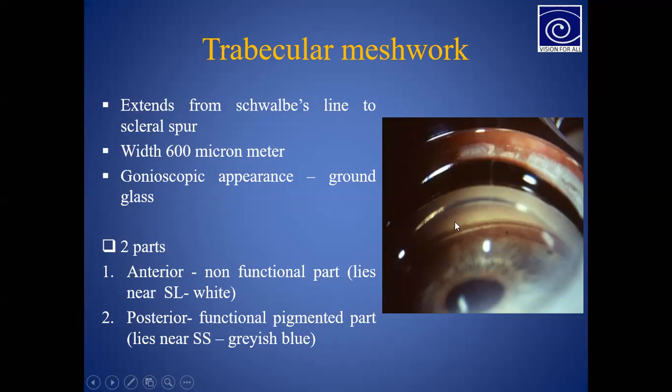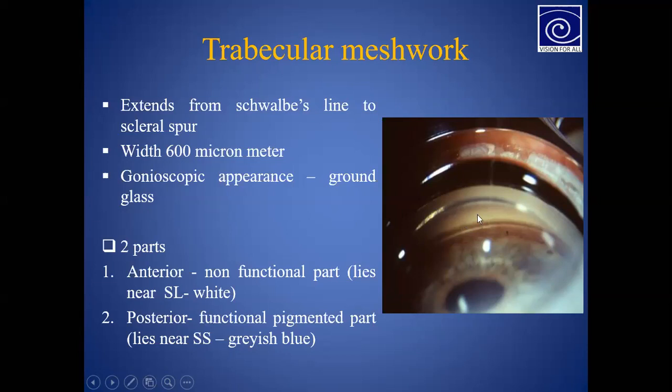So this is your, no, see, this is your, what is this one? The first layer is known as, what is this? From anterior to posterior, this is Schwalbe's line.